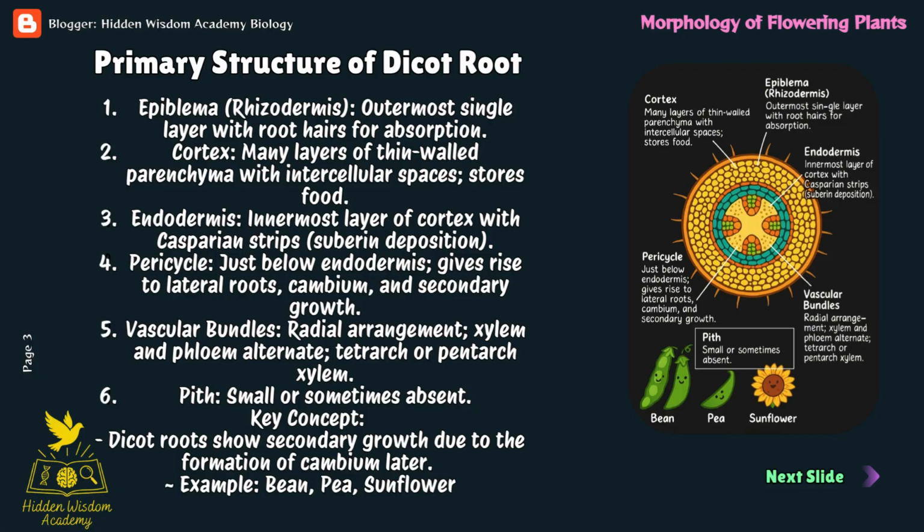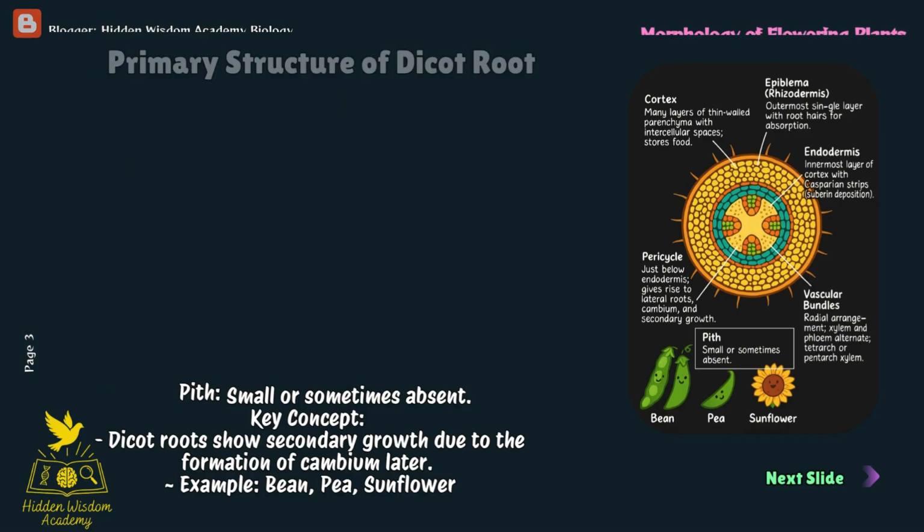The vascular bundles are radial, with xylem and phloem arranged alternately. The pith is small or absent. The key feature of dicot roots is secondary growth. Examples are bean, pea, and sunflower.